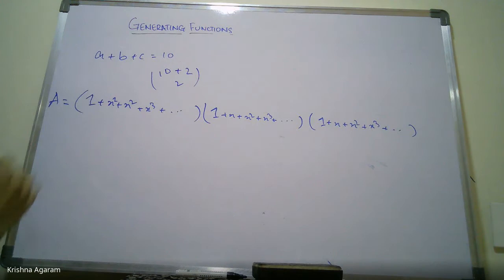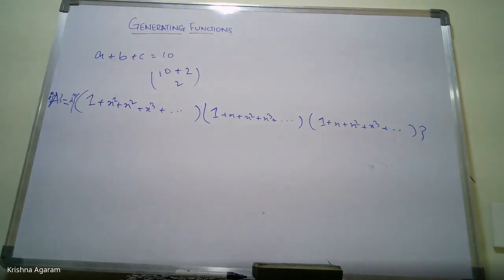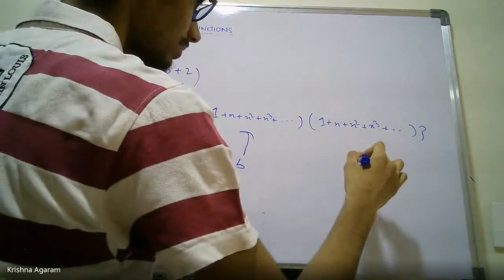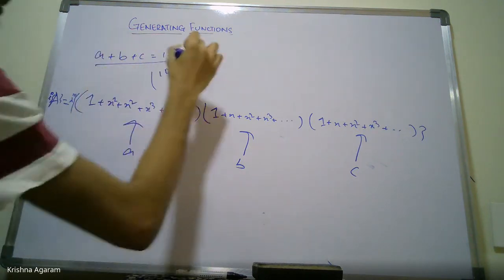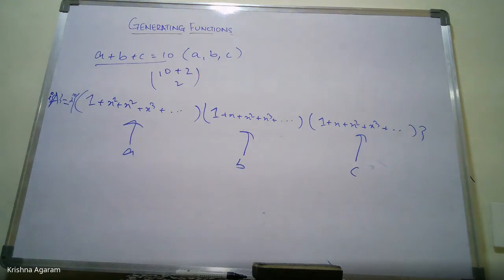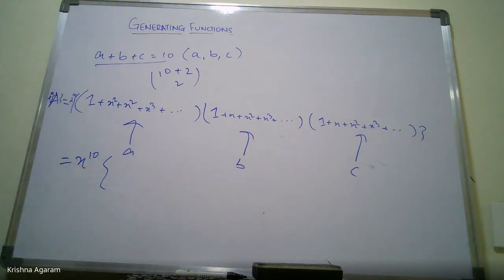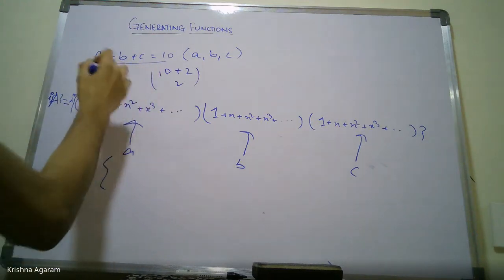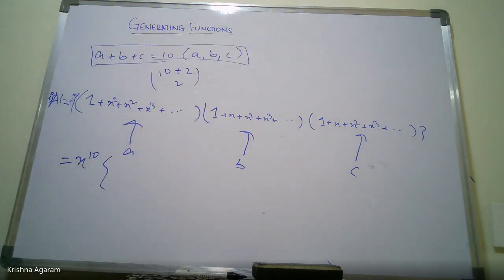Now, what's the x to the n coefficient in this? Basically, choose a from here, x to the a, choose b from here, x to the b, and choose x to the c from here. So when they are multiplied, you'll get x to the a plus b plus c, which is x to the 10. So basically, each of the solutions a, b, c gives rise to one particular x to the n. And so basically we want to find the coefficient of x to the n. That's the number of ordered triples a, b, c satisfying a plus b plus c equal 10.